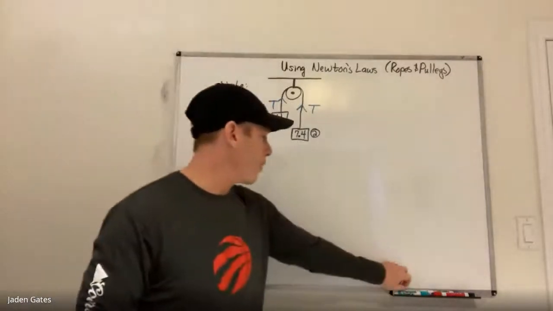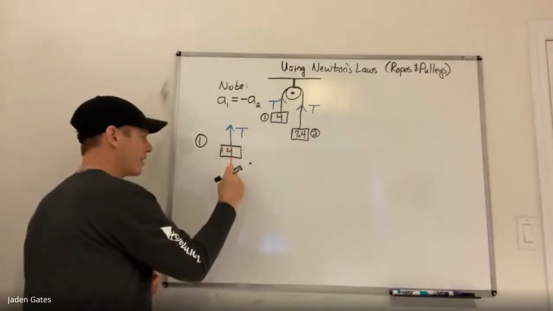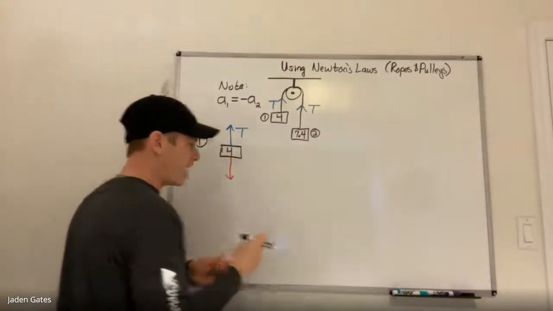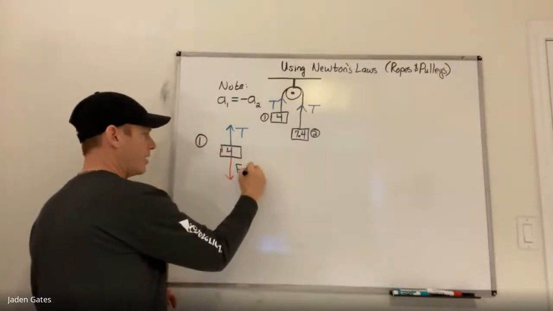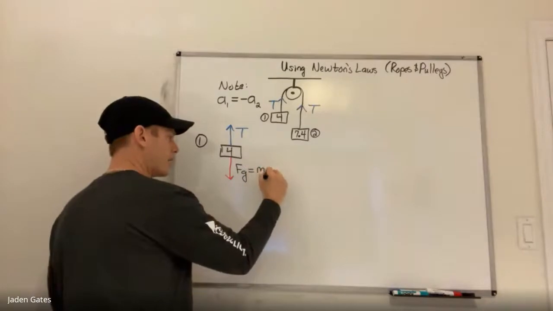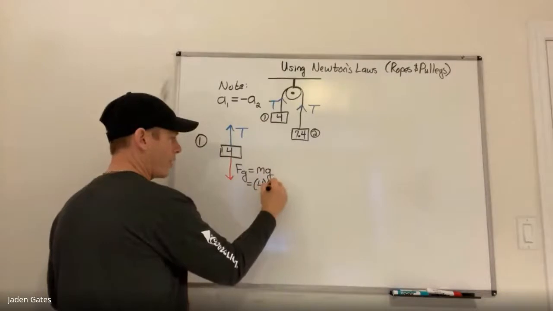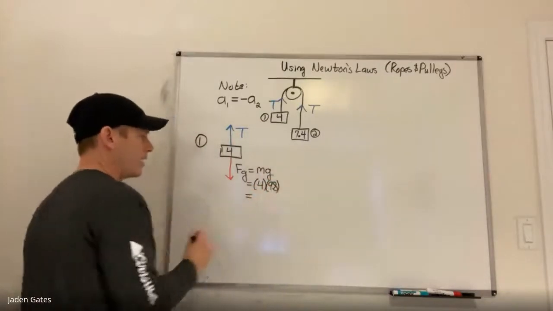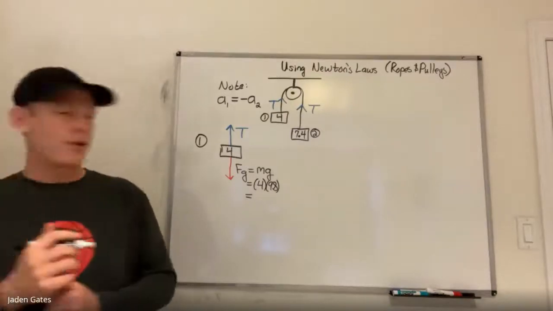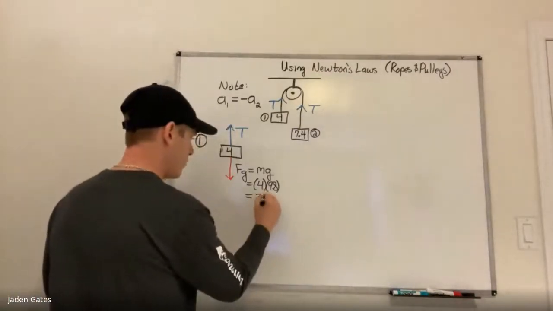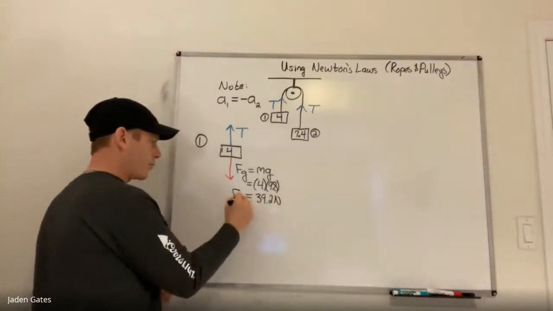The other force, because it's just hanging freely, is the force of gravity working on this 4 kilogram mass. I can find that because I know Fg is equal to mass times acceleration due to gravity. So in this case, we have 4 times 9.8, which is 39.2 newtons. And that is the force of gravity.